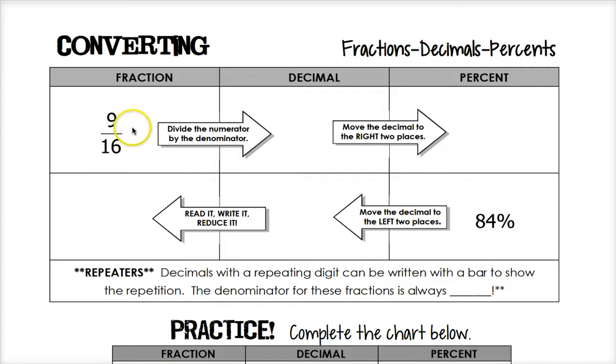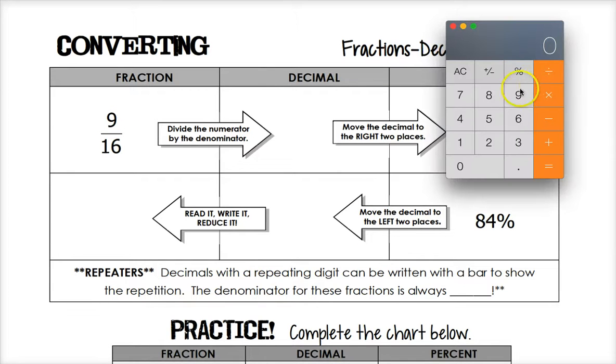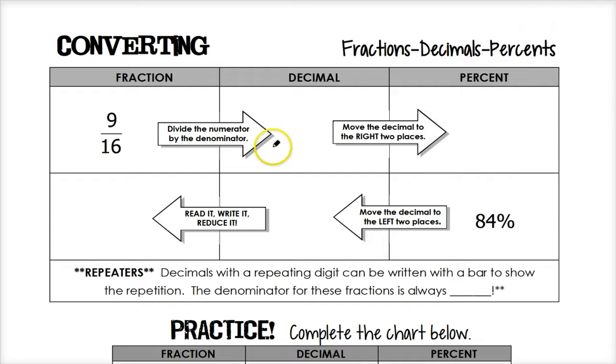So to go from a fraction to a decimal, you divide the numerator by the denominator. So 9/16 is really 9 divided by 16. And if we do that on our calculator, 9 divided by 16, we get the decimal 0.5625. So that would be the decimal form of this number.